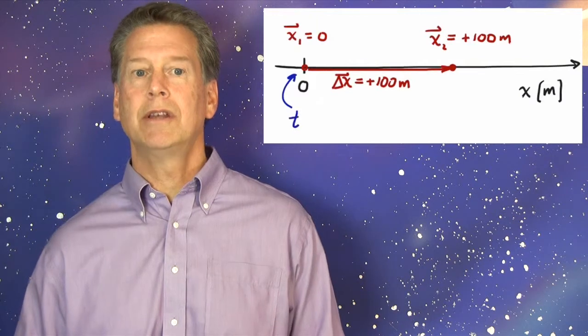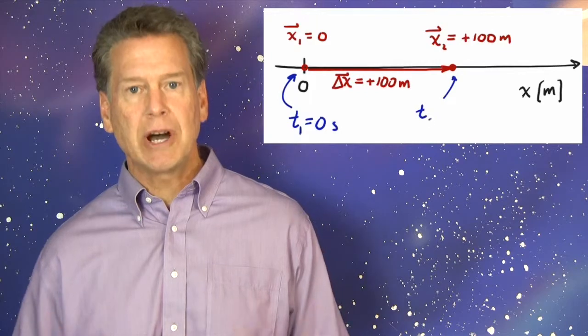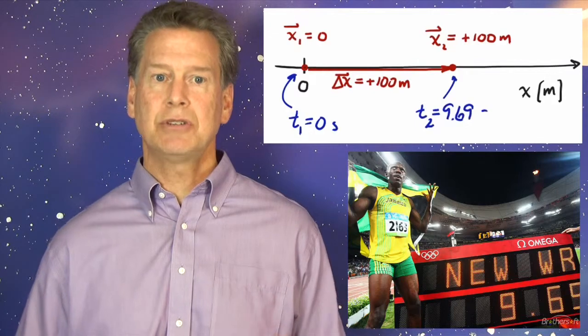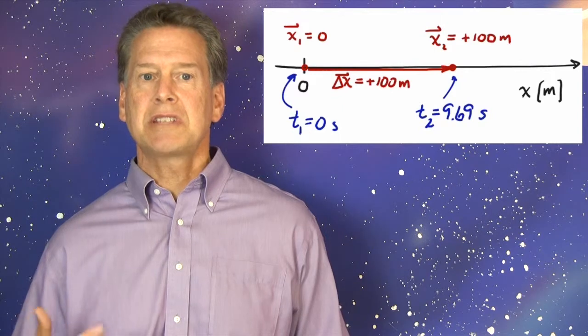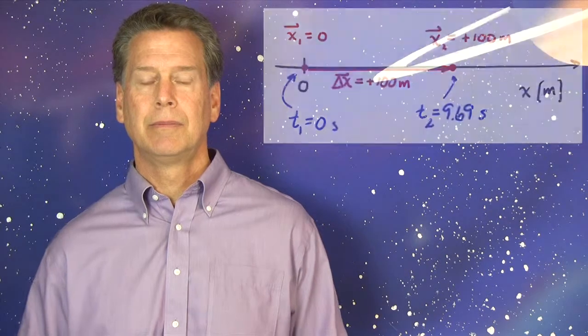But we're trying to find velocity here, remember? So we have to think about the change in time, too. At position x sub 1, the clock read t sub 1 equals 0. And as Bolt crossed the finish line at position x sub 2, the clock read t sub 2 equals 9.69 seconds. Notice that these time values are not vectors. They are scalars. They have no direction. Now let's use the entire definition of velocity to calculate Bolt's velocity during the Beijing Olympic 100-meter dash.